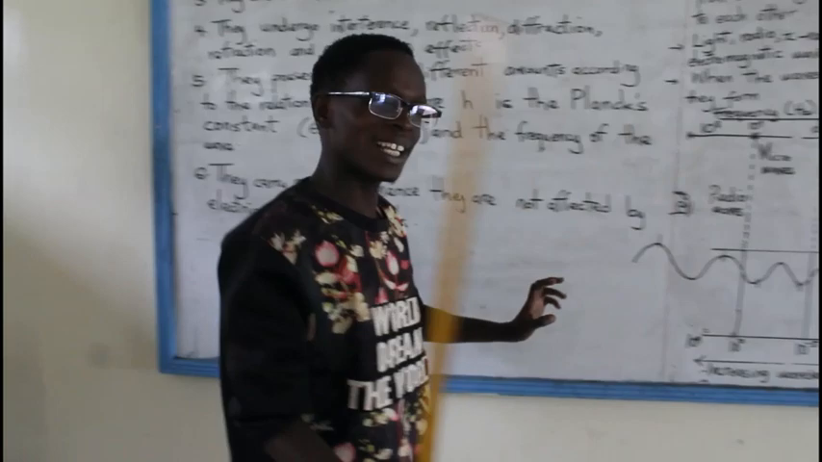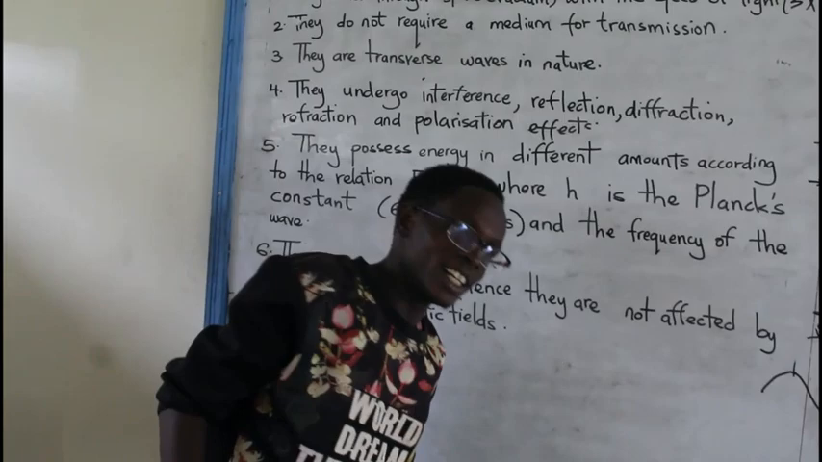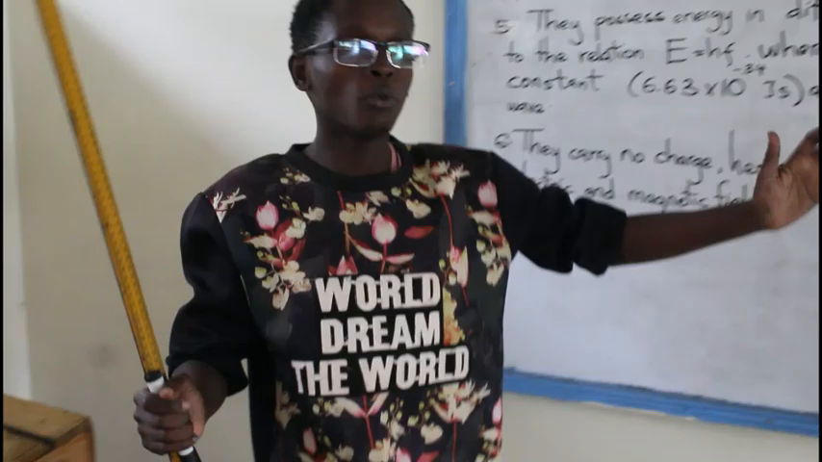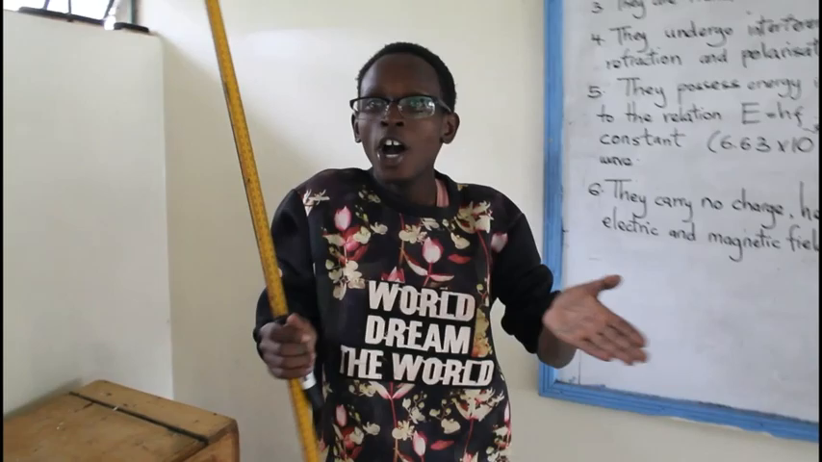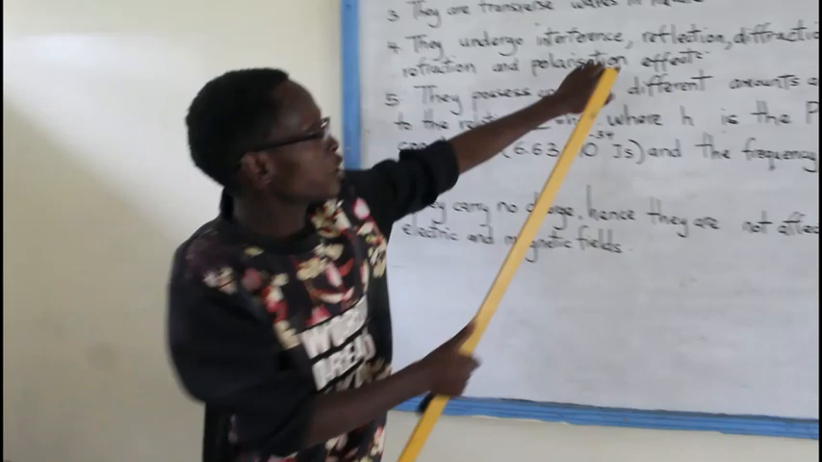The next one is that they undergo interference. I think you know what interference means. Interference is what happens when two waves superpose on each other, resulting in the formation of a much greater wave, a much smaller wave, or an equal wave in amplitude and frequency. They also undergo reflection, which is the bouncing back of waves.